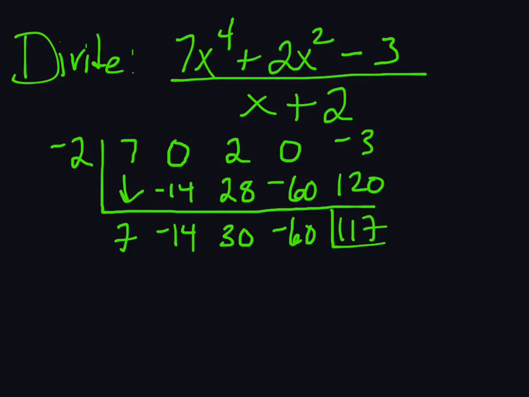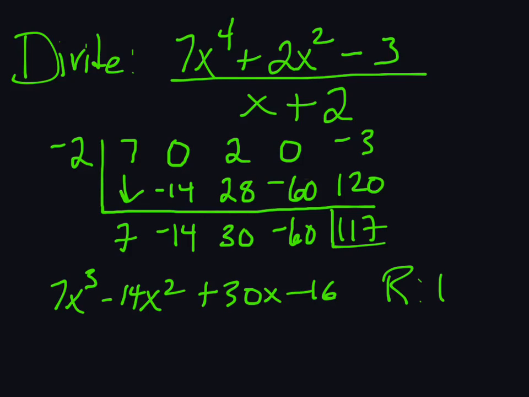So there we go. So when we divide 7x to the 4 plus 2x squared minus 3 by x plus 2, we can write it like this. 7x cubed minus 14x squared plus 30x minus 60 with the remainder of 117. So you want to always keep in mind that we started with a quartic, and then it drops to a cubic, so went from a power 4 down to a power 3.